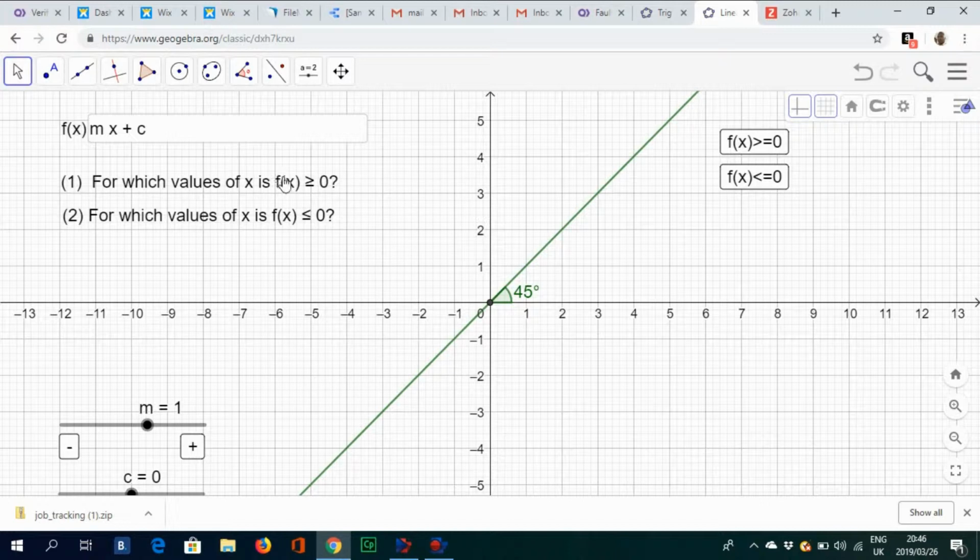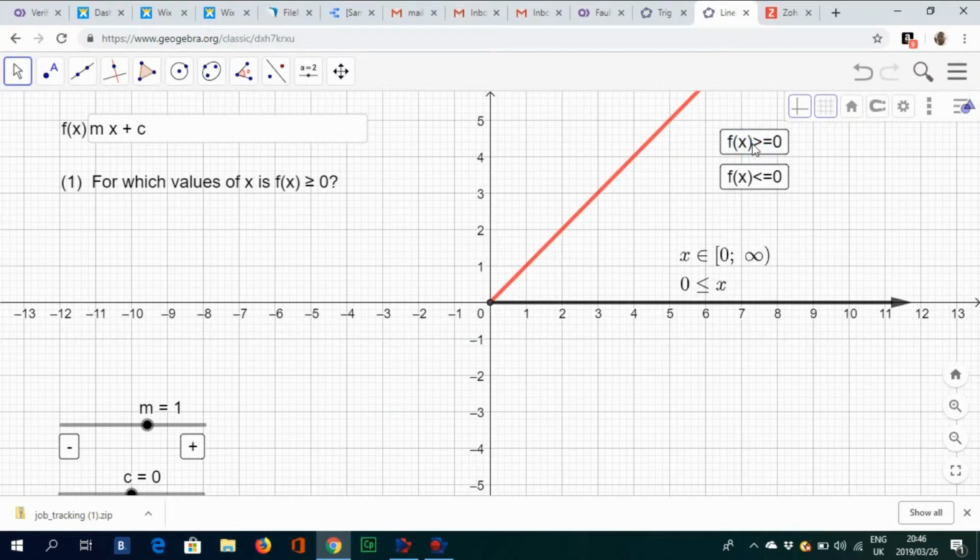Now, we want to know, and this is important because you want to understand the question, for which values of x is f of x, which is y, greater than 0, and greater than 0 we know means positive. And we also want to know where it is equal to 0. So let's check in terms of our graph, where will f of x be greater or equal to 0?